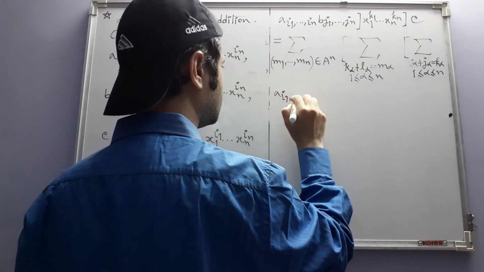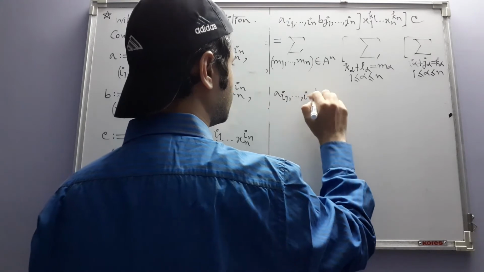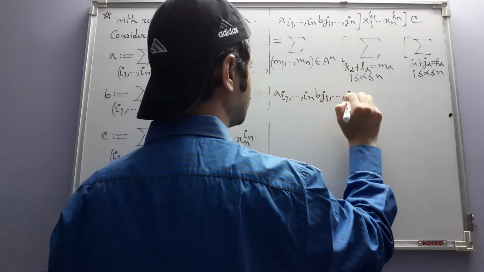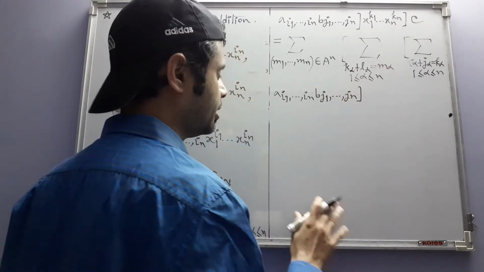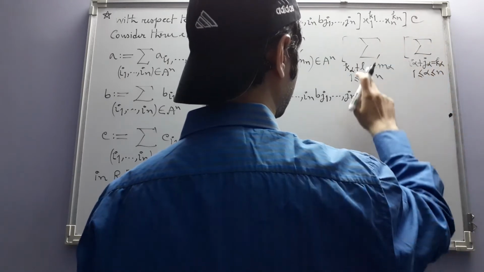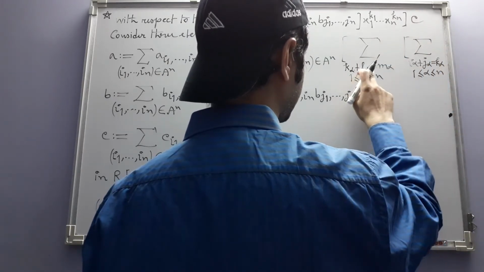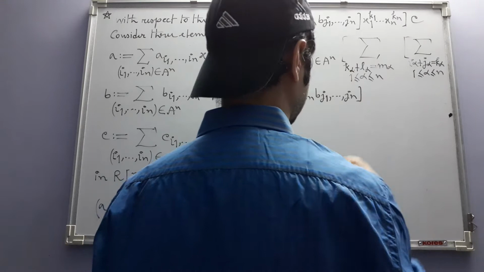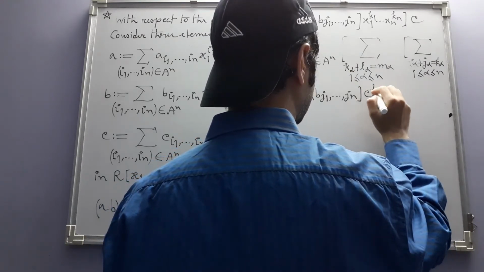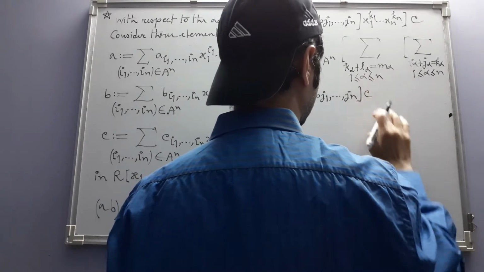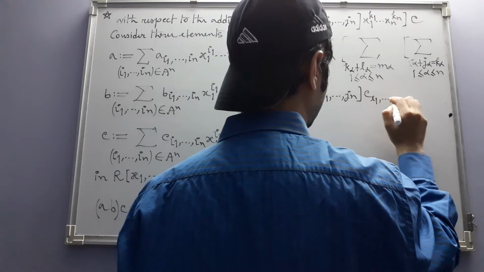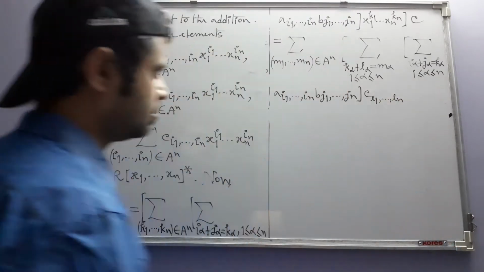Okay. And we of course have this term A I1 I2 up to In B J1 J2 up to Jn, but then we have to multiply the term of C that is arising because of these L alphas. That means C L1 L2 up to Ln.